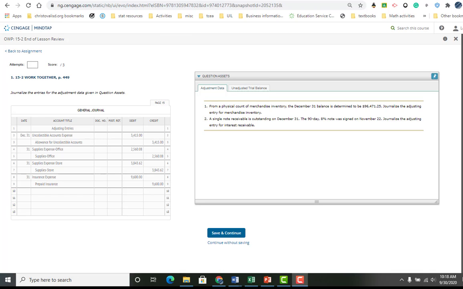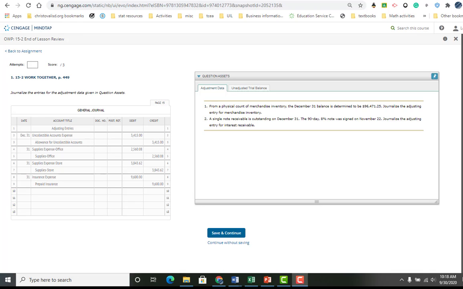So let's look at 15.2. We are going to be focusing in this lesson on doing the adjusting entries for the merchandise inventory we have at the ending. And so the physical count on the merchandise inventory on December 31st is given to us, and we have to use the adjusted trial balance to help find out where the starting inventory was. The other thing that we'll be looking at is we need to also account for any interest that has accrued in the year. And so we will have to calculate that amount as well.